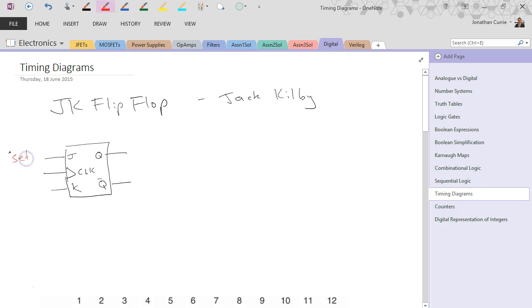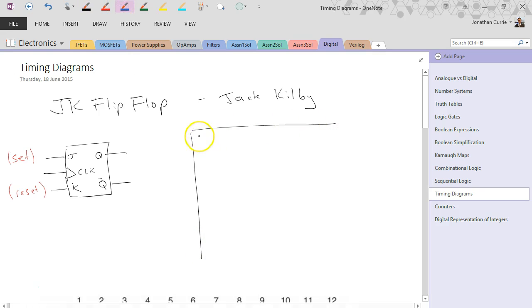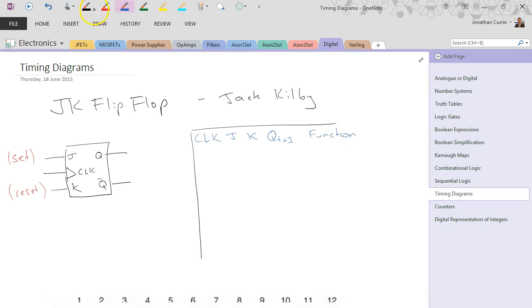Okay, our J is sort of like our set, and our K is sort of like our reset. And basically it's just the combination of a SR latch and a little clever clocking circuit. Well, let's have a look at the way it operates. We have our clock, J, K, Q of T plus 1, and I'm going to skip the not Q just to keep it simple in this example.